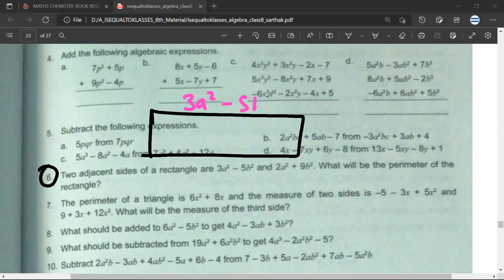It will be 2 into, in brackets, 3a square minus 5b square plus 2a square plus 9b square. So it will be 2 into 5a square plus 4b square. So it will be 10a square plus 8b square. So the first thing is it doesn't matter which is the length and which is the breadth. You should remember that the perimeter of a rectangle is twice of L plus B. Are we clear about this? Yes, sir. So anything can be length and anything can be breadth.